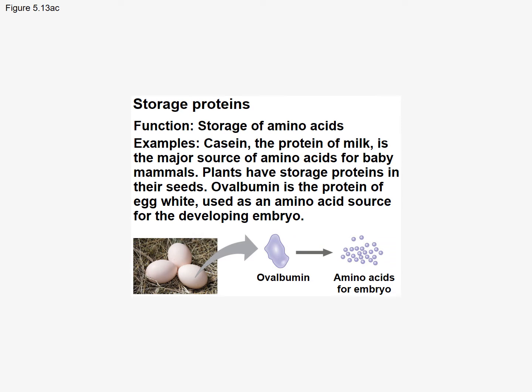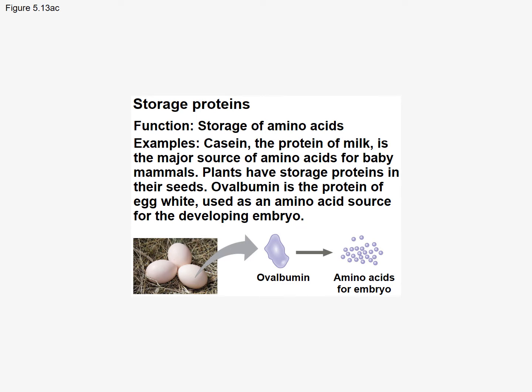Some of them store energy. So they can store energy in the form of amino acids. One of the monomers of proteins are amino acids, and amino acids can carry energy. Casein, for example, is a milk protein. It's actually a major source of energy in the form of amino acids for baby mammals and eggs. Plants have storage proteins in their seeds.